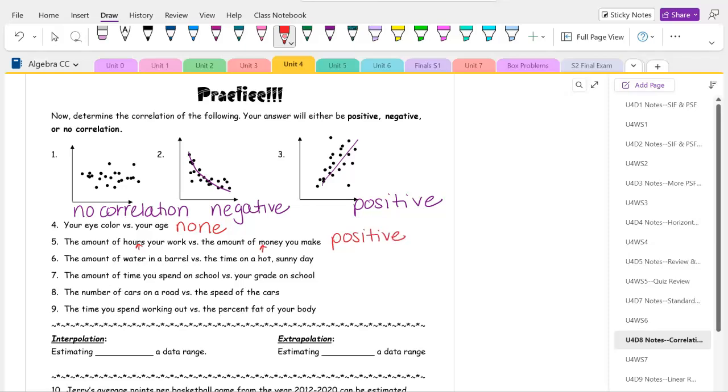The amount of water in a barrel versus the time on a hot sunny day. Well, if it spends a lot of time outside, what happens to the water? It evaporates, it goes down. One's going up, one's going down. This is negative correlation.